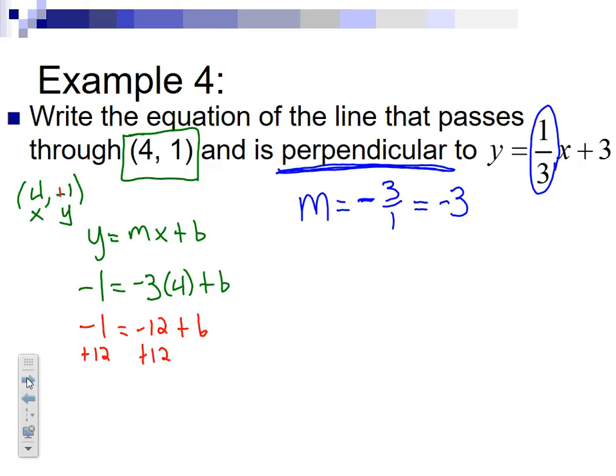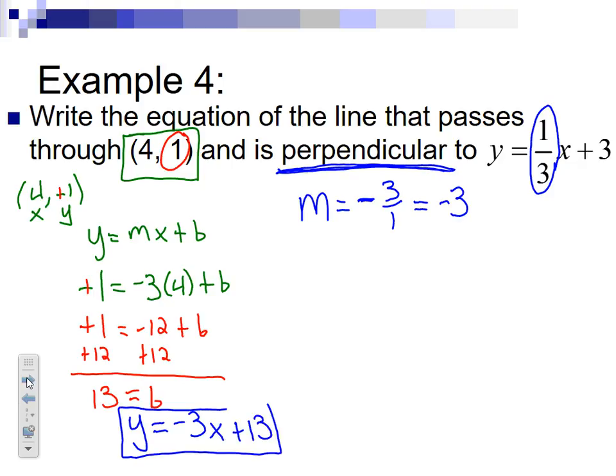Oh, excuse me, that was a +1. I apologize, you guys. There we go. So it should be 13 because those were +1s from up here. 13 equals my b. Once I have that, I can write my equation. So y equals, my slope is -3, x plus 13. There's my equation to that line that's perpendicular to the other line.